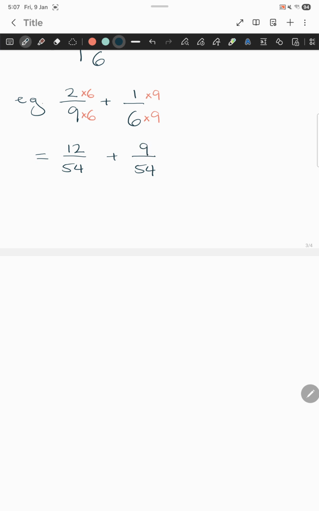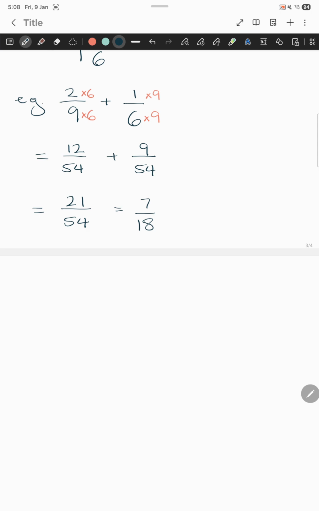All right, now the bottom numbers are the same and I can add them together. 54 and 12 plus 9 is 21. Now, of course, this one can also be simplified. All right, so we can divide them both by 3. So 21 divided by 3 is 7, and 54 divided by 3 is 18.